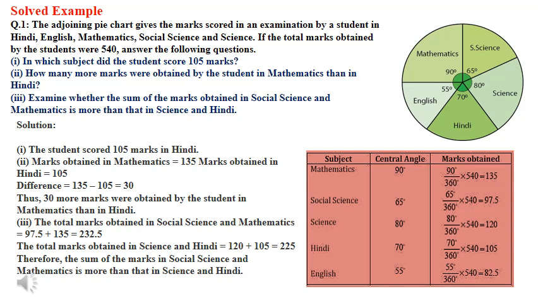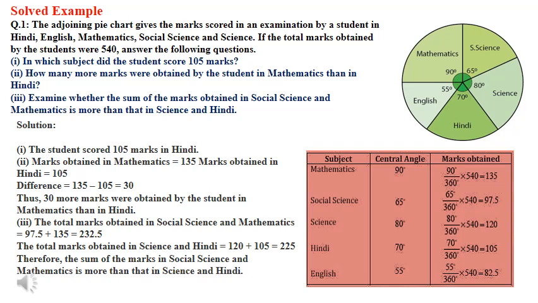On the basis of the given pie chart, we observe that the score of 105 marks is in Hindi. Marks obtained in mathematics are 135, and in Hindi 105. So the difference between the marks of mathematics and Hindi is 30. Thus 30 more marks were obtained by the student in mathematics than in Hindi. This is the answer to question number 2.